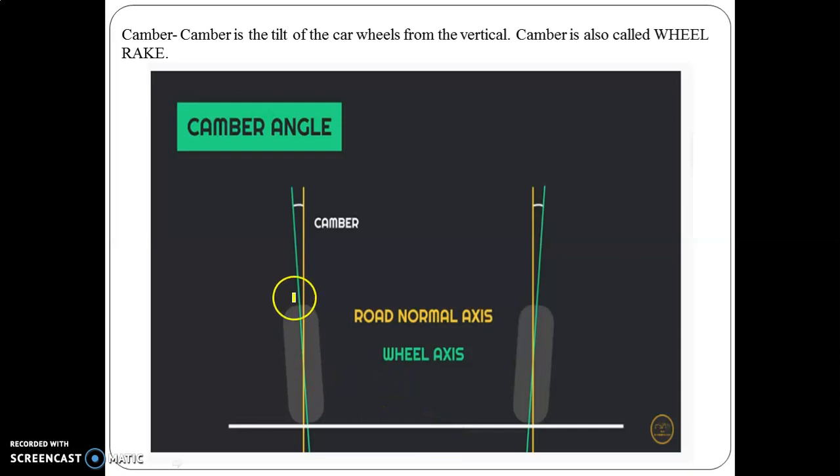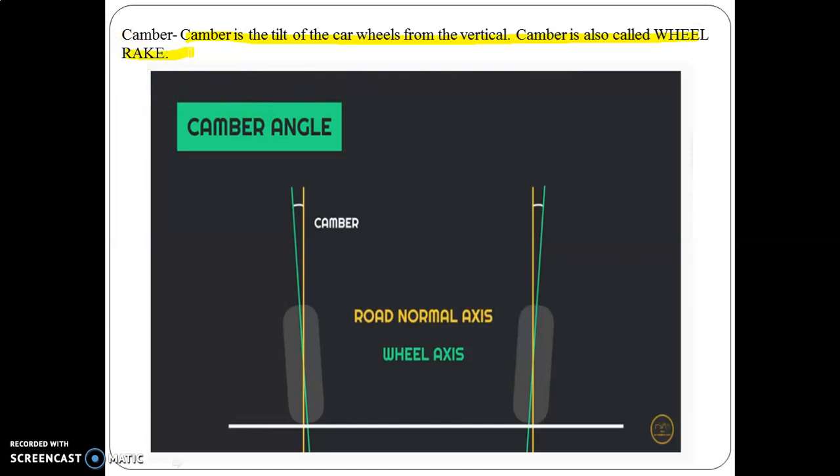So this is the camber, and it is termed positive camber when the wheels are tilted outside from the vertical axis. The yellow line shows the vertical axis, and these green lines show the camber when the wheels are tilted in the outside direction. So camber is the tilt of the car wheels from the vertical, and it is also called wheel rake.